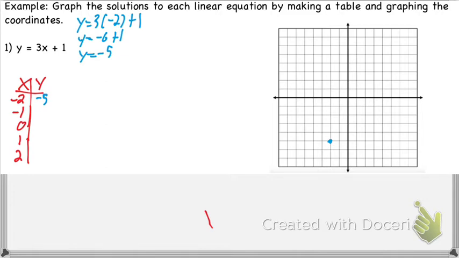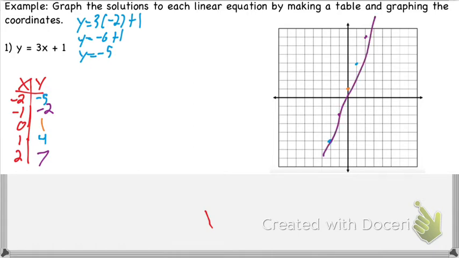Emily, what's the y value of -1? When x is -1, y is? -2. And we'll graph that. -1 comma -2. Okay. Tucker, when x was 0, y was 1. Okay. When x is 1, Hannah, y was 4. Okay. And then Lainey, when x was 2, y was 7.